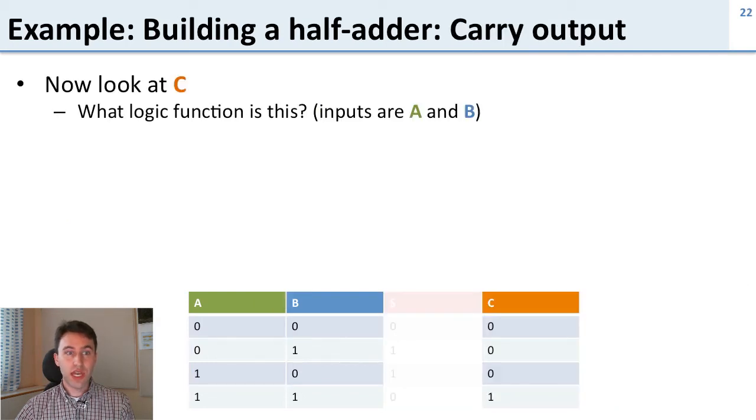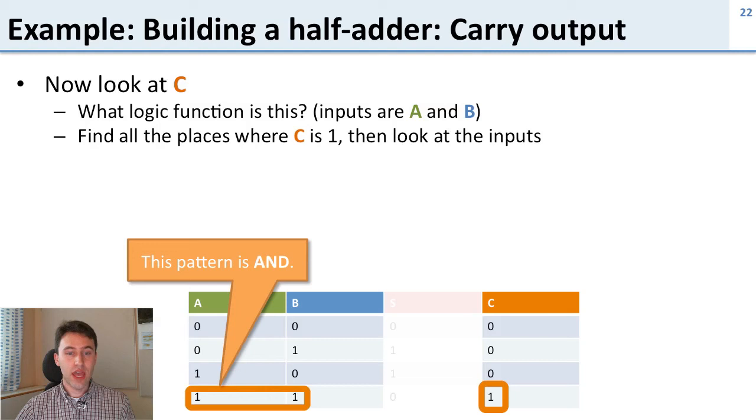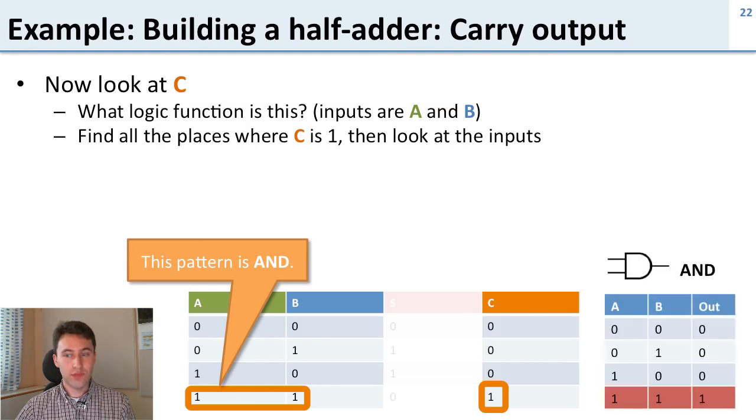Now let's do the same thing for the carry output. So here's our truth table for the carry output. A and B are inputs and C is our output. Can you figure out what logic function this is? Well, we'll go ahead and start, find all the places where C is 1 and circle them. So C is only 1 in one place, and that's the case where A and B are both 1. So this is a pretty easy gate to identify. This is an AND. When A and B are 1, then C is 1. Here's the truth table for the AND gate. So now we've identified that the carry out equation is C equals A and B.